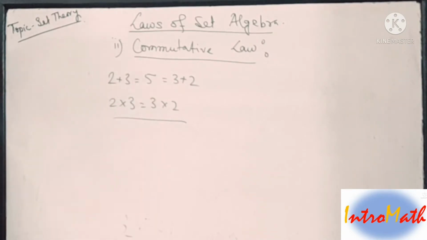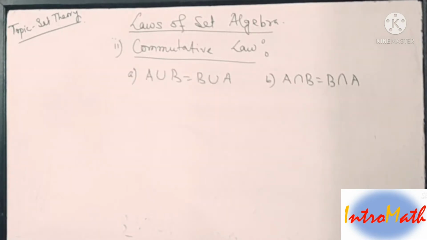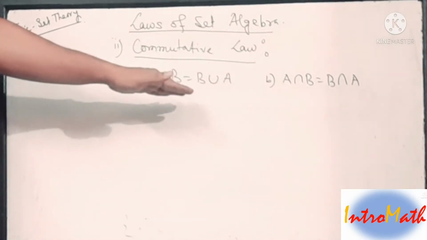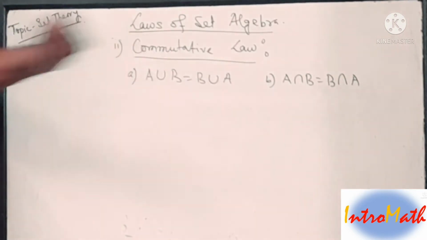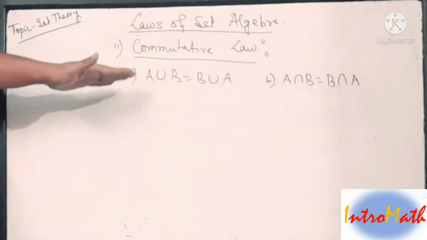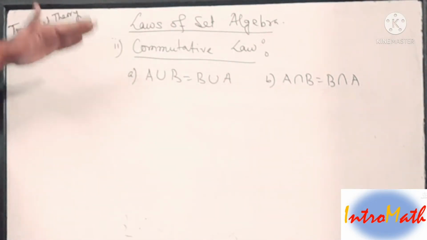So in set theory, these are the commutative laws. A union B equals B union A, and A intersection B equals B intersection A. These are very simple laws, so we are not giving the proofs here.